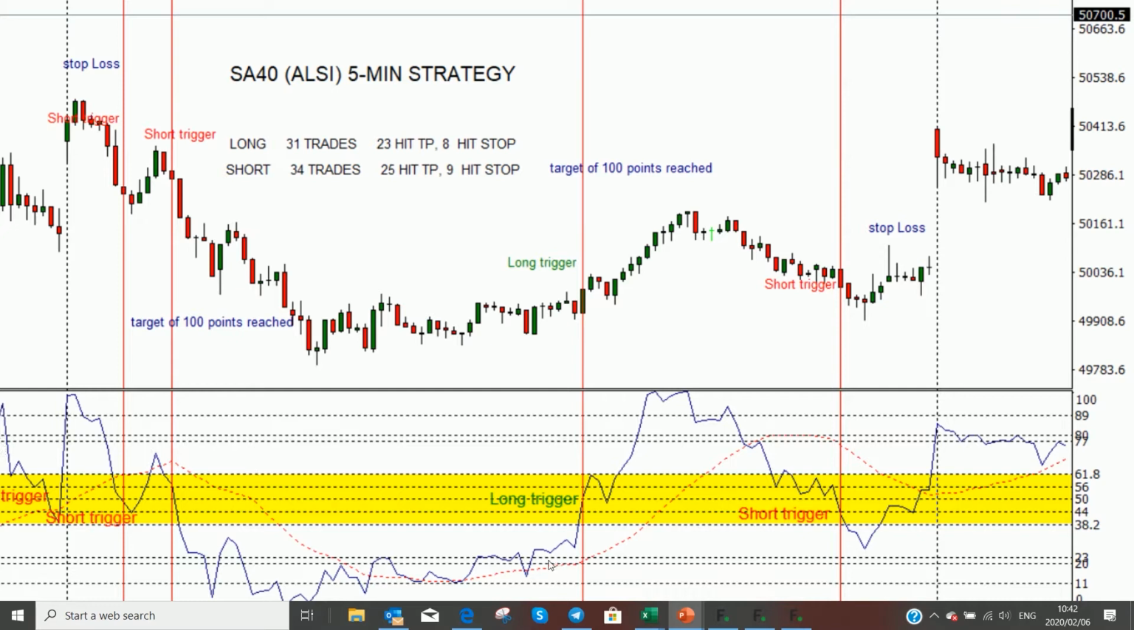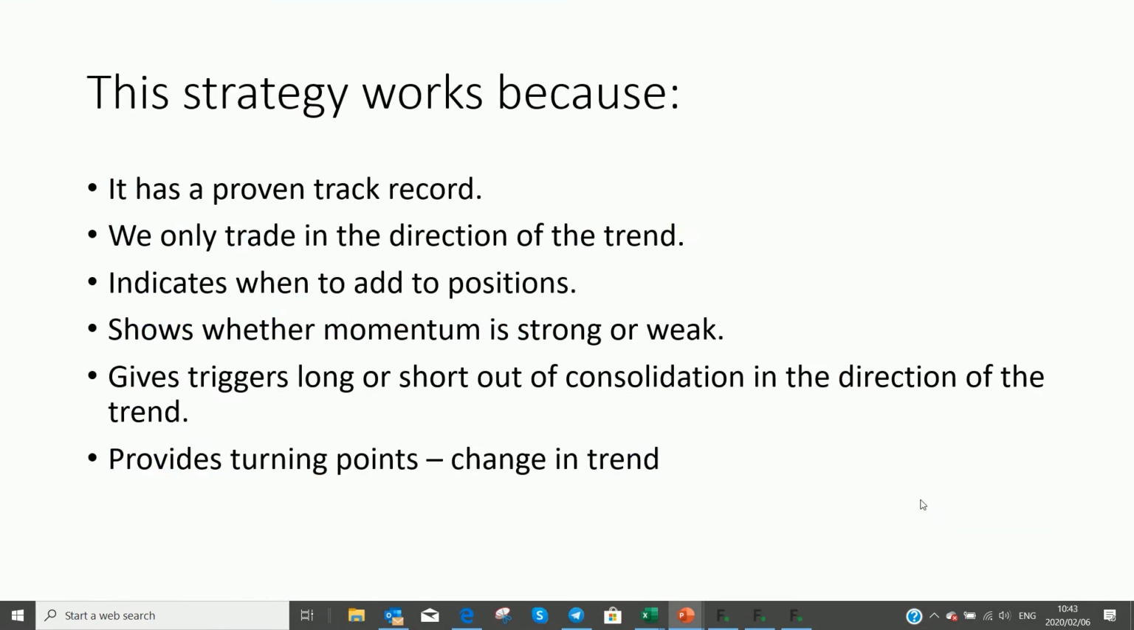When the stochastic is trading above the signal line, trend is up. When the stochastic is trading below the signal line, trend is down. It'll indicate to us when to add positions as well in any time frame. I like adding into strength. When we get into a trade initially, that's the risk. When we're right, why not add into that strength?